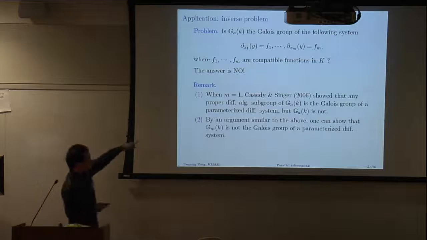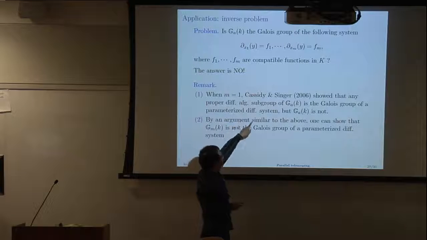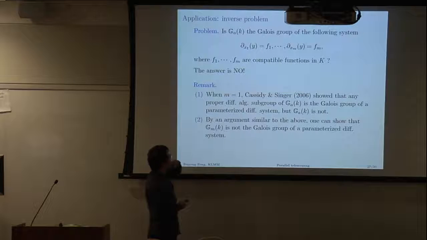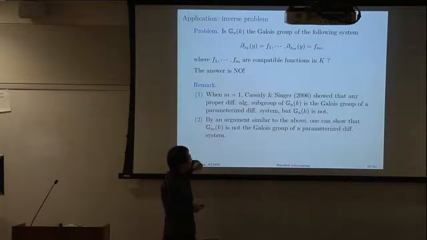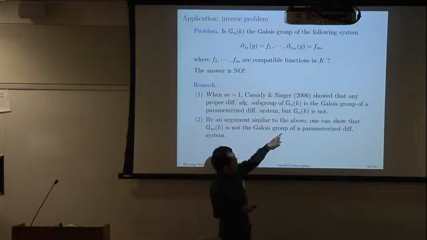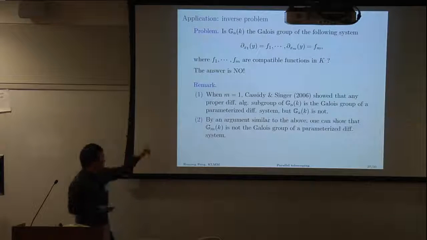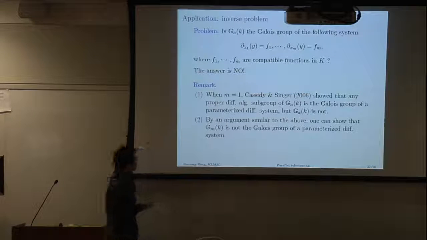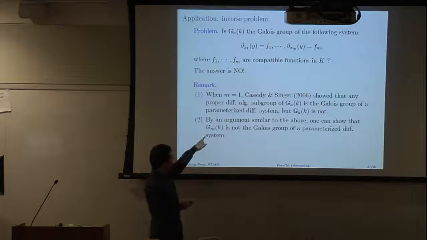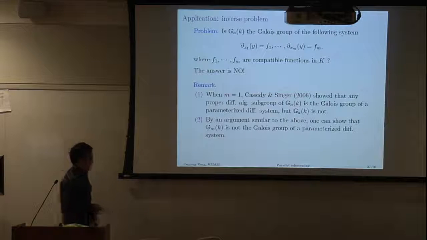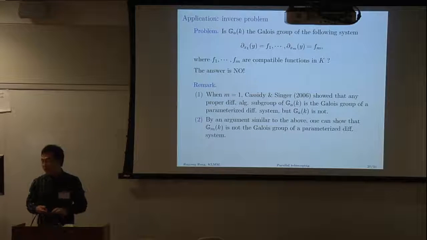I know that when m is 1, Phillips and Michael showed in 2006 that any proper differential algebraic subgroup of this additive group is a Galois group, but the additive group GA(K) itself is not. And by an argument similar to the above, we can show that the multiplicative group GM(K) is not the Galois group of parameterized differential equations either.